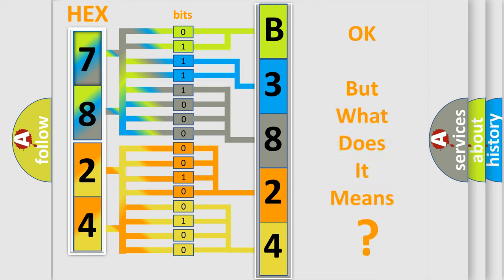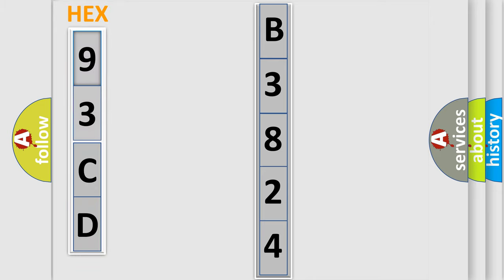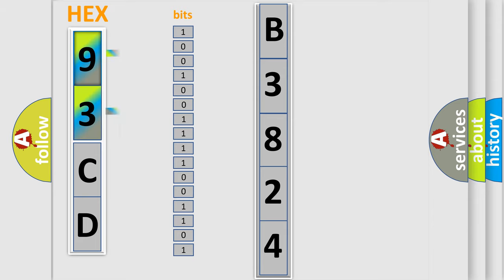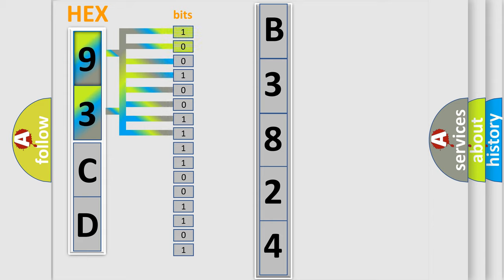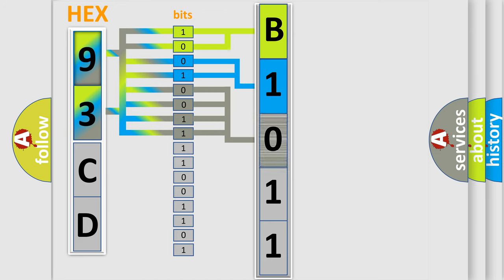The number itself does not make sense to us if we cannot assign information about what it actually expresses. So, what does the diagnostic trouble code B3824 interpret specifically for Saab car manufacturers? The basic definition is right rear window relay power circuit. And now this is a short description of this DTC code. Battery voltage is between 9 and 16 volts. This diagnostic error occurs most often in these cases: the BCM detects a fault in the right rear window lockout circuit.